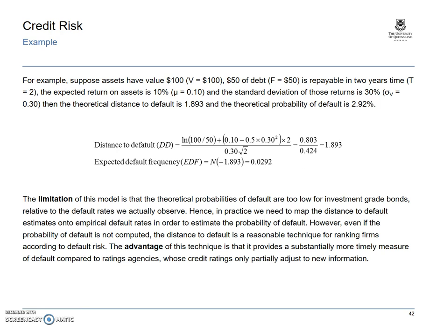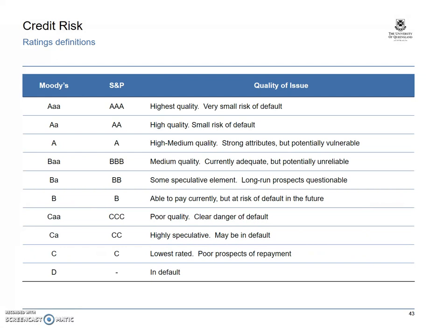Even if the probability of default is not computed, the distance to default can also be used as a reasonable technique for ranking the credit quality of firms, just simply using that distance to default, even though it doesn't give you a completely accurate estimate of the default rate.